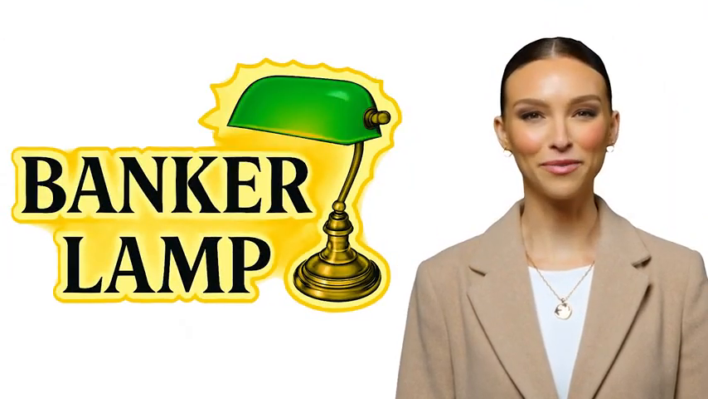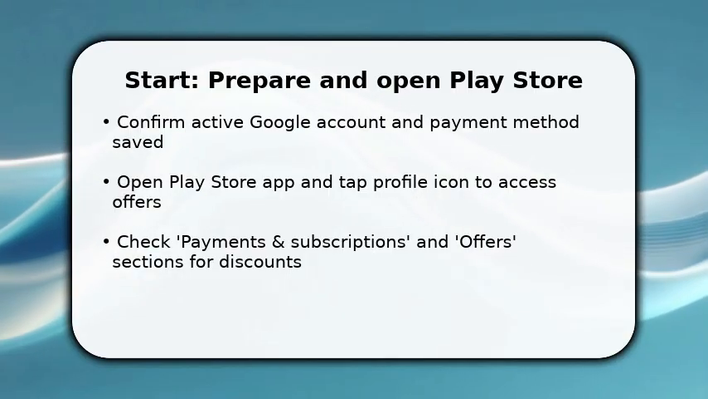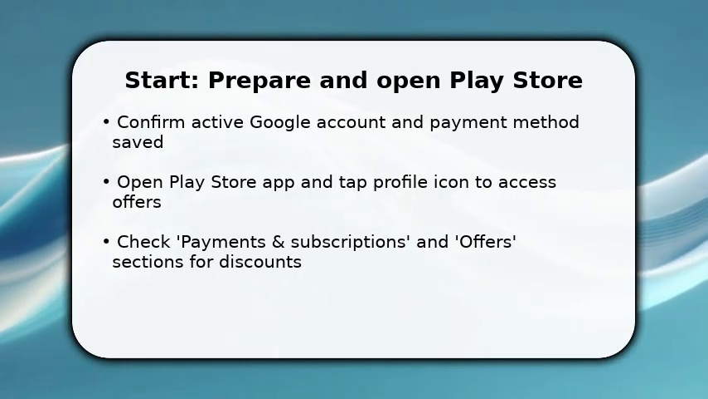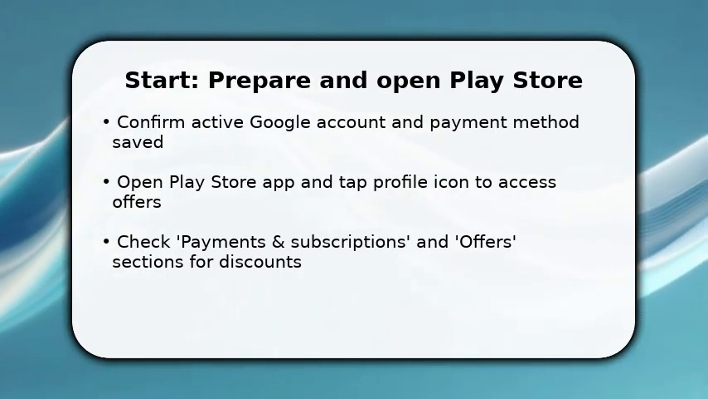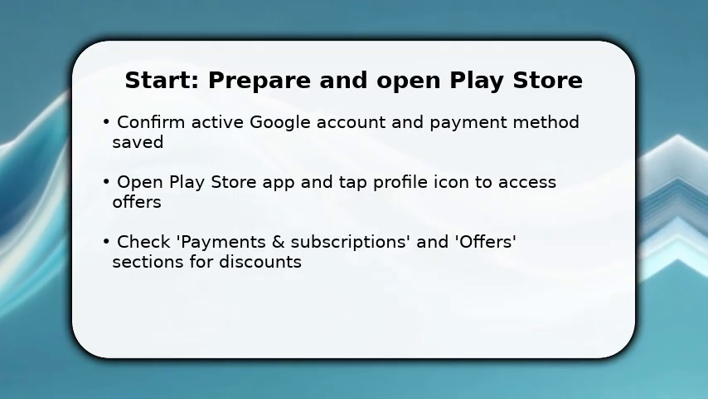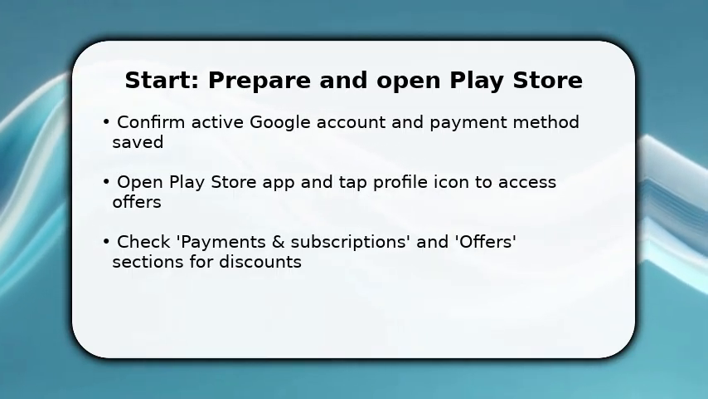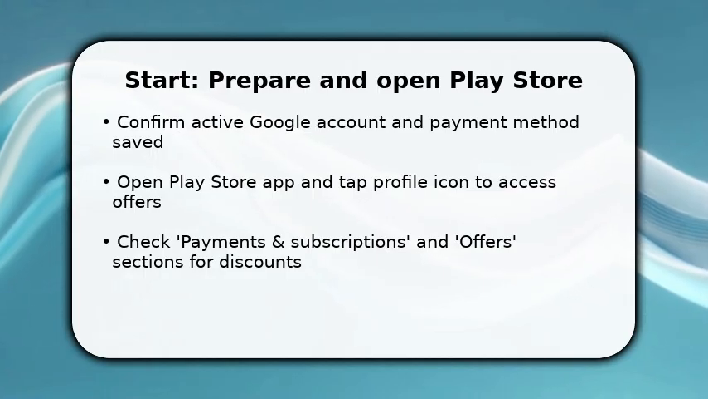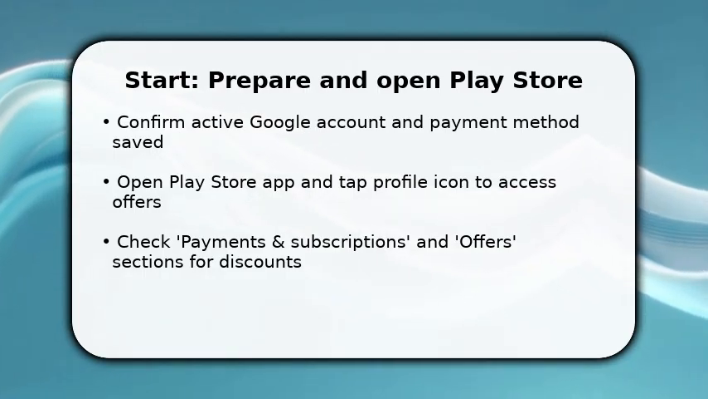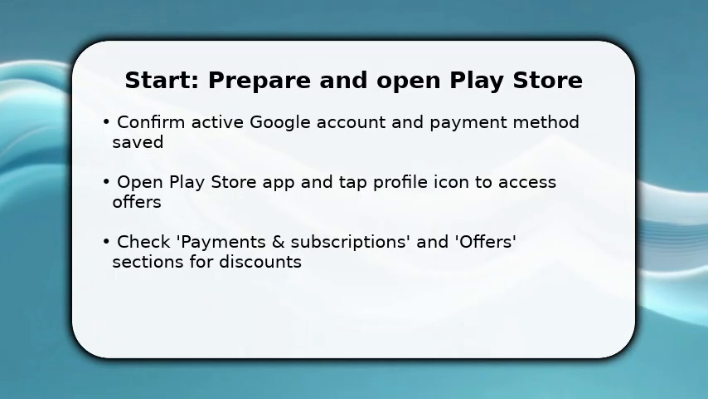Please enjoy the video. You start by confirming your Google account and saved payment method so offers apply immediately. Open the Play Store app and tap your profile icon. This is where discounts and promo codes appear. Once there, go to Payments and Subscriptions, then Offers to surface available deals.